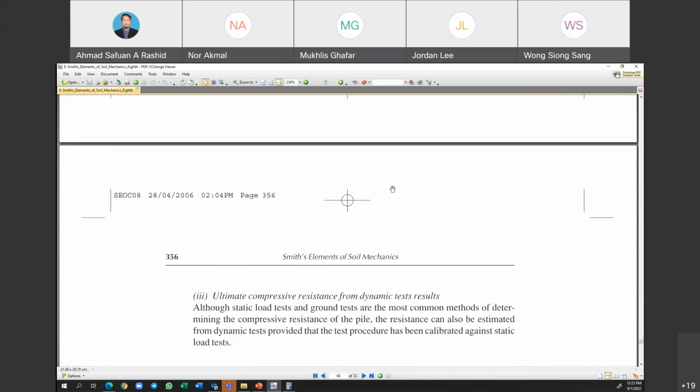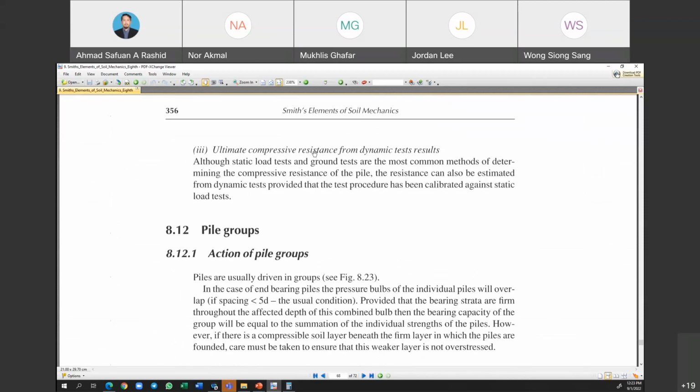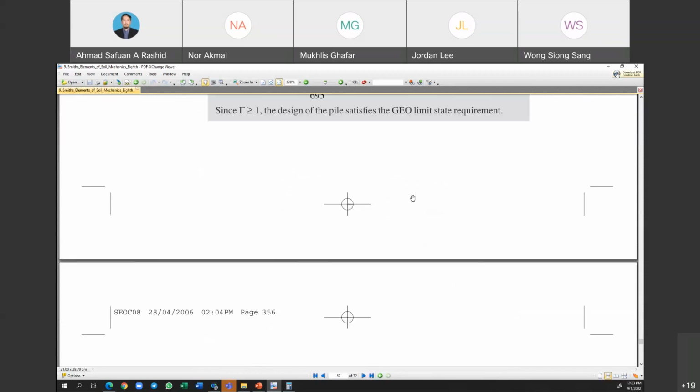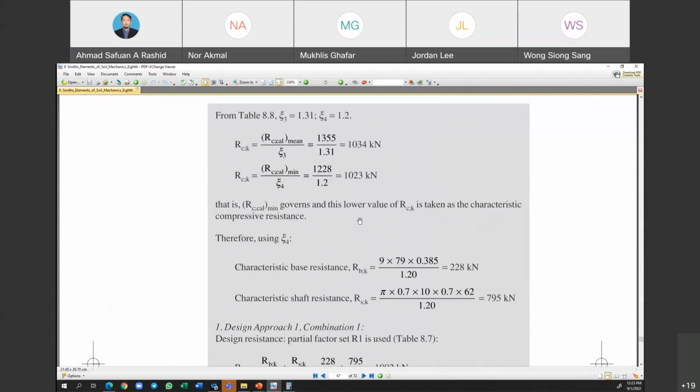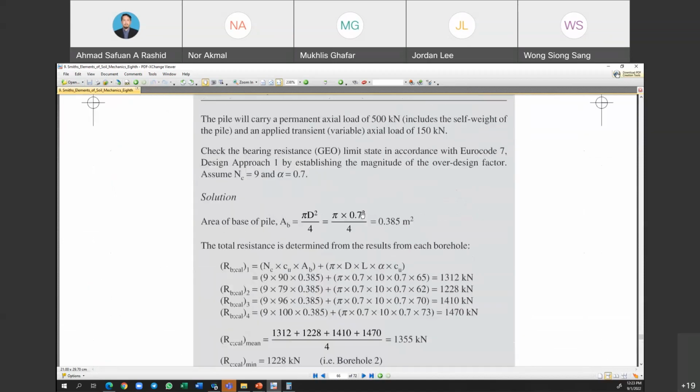Ultimate compressive resistance from dynamic or static loads are most common. The resistance can be estimated from a dynamic test, provided the test procedure can be calibrated. Again, static load test. So this is the procedure for the ground test using the CPT.